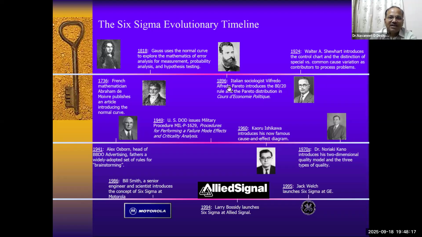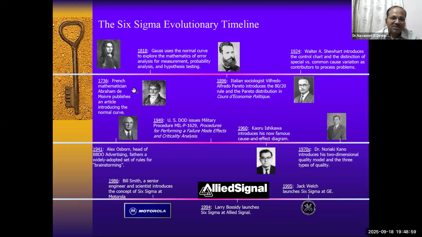So before that, we have 1896. Italian sociologist Vilfredo Pareto introduces the 80-20 rule, whereby the Pareto distribution occurs in the course of the economy. So he introduces that 80% of the mistakes committed by organizations come from only 20% of the kinds of faults, whereas the remaining 20% of faults are created due to 80% of the identified reasons. That's what was identified long back in 1896 by the Italian sociologist. Then 1924, as we just saw, Shewhart introduced the control chart for the first time to identify special causes or common causes.